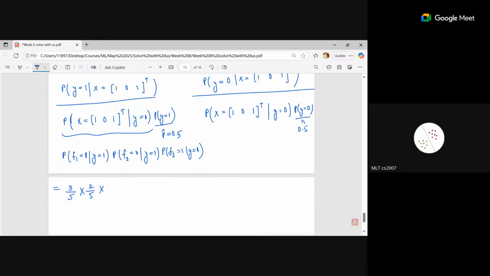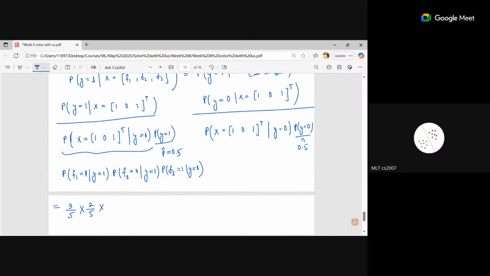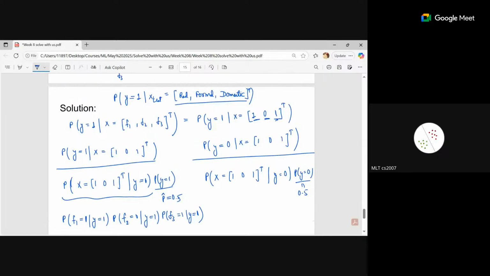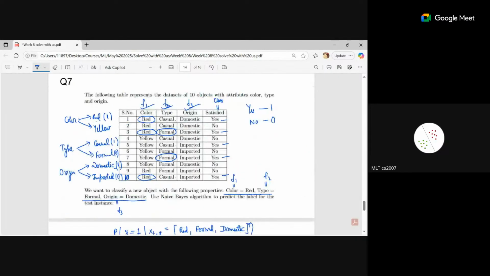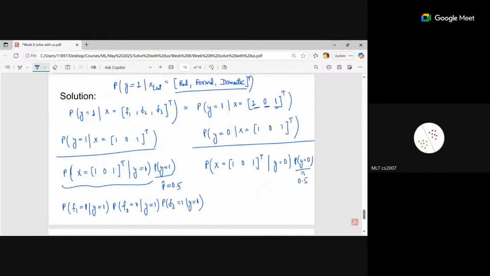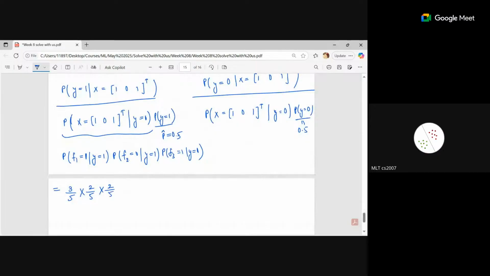Now probability F3 is equal to 1 given Y is equal to 1. So given satisfied is yes, probability that origin is domestic, right? So now you'll have to look for domestic. So you have 1, you have 2, then here it is imported, here it is imported, it is imported. So 2 by 5. So this is how much? This is 12 by 125, right? Yeah. 12 by 125.